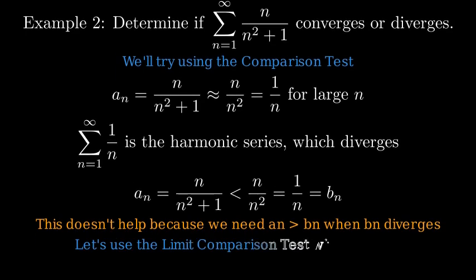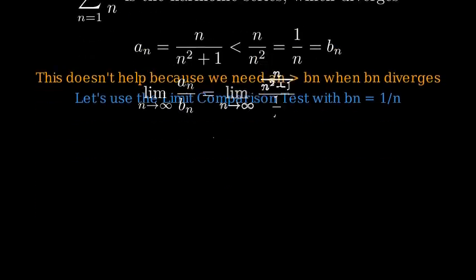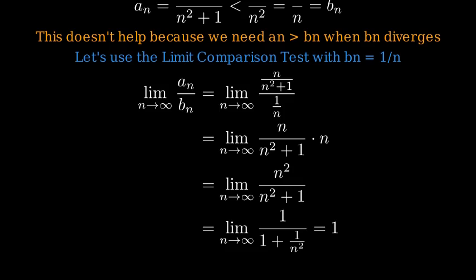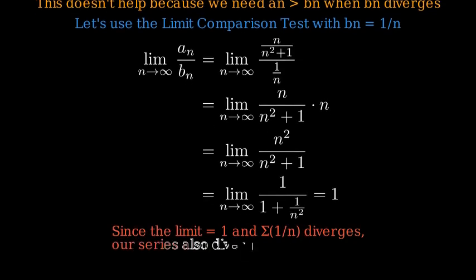Let's try the limit comparison test instead, comparing with the harmonic series. The limit of n divided by n squared plus 1, divided by 1 over n, as n approaches infinity equals 1. Since this limit is a positive finite value and the harmonic series diverges, by the limit comparison test our series also diverges. Let's summarize what we've learned about series convergence and divergence.